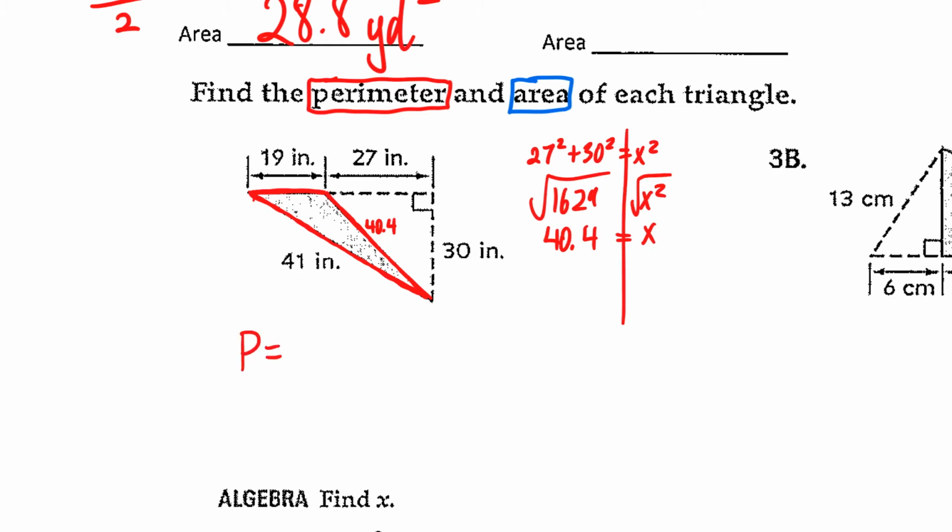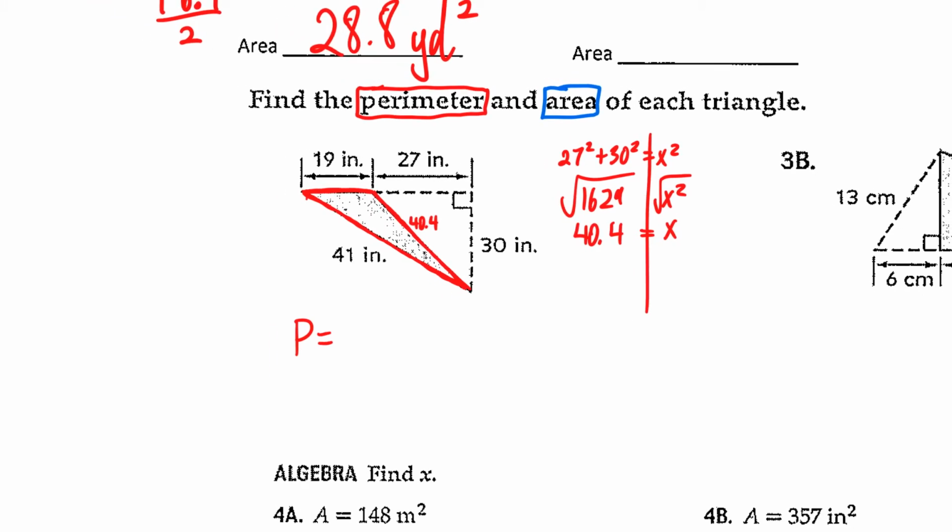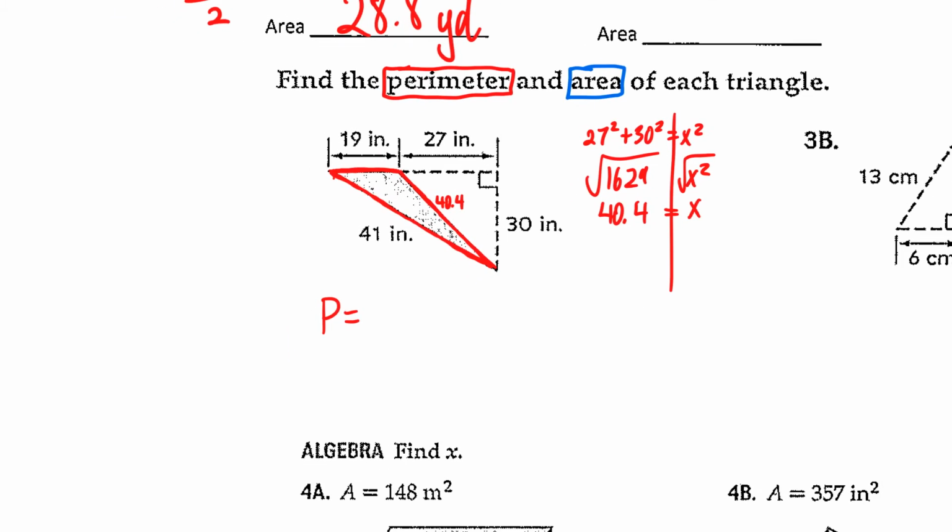Okay, so now for the perimeter, what 3 numbers am I going to add? Good, 19, 41, and that 40.4 that we just got. So 19 plus 41 plus 40.4, that gives me 100.4 inches. Now for the area.